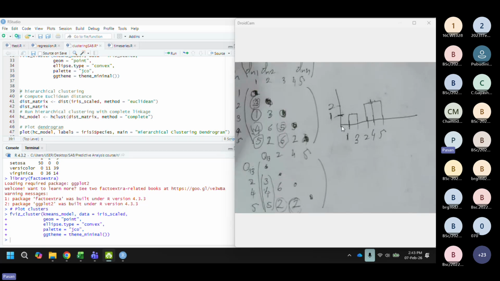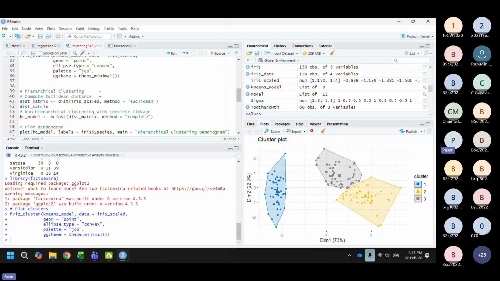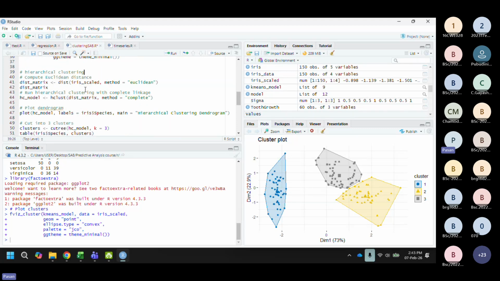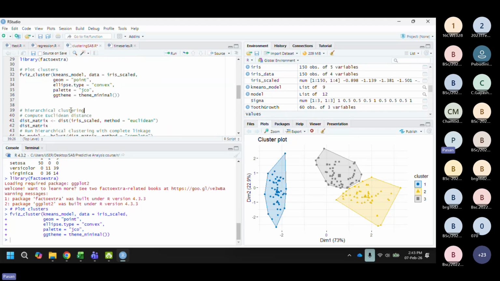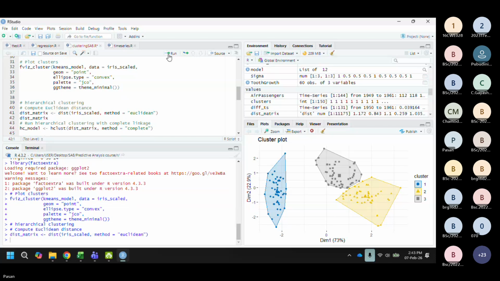That diagram is called the dendrogram. Once you look at the dendrogram, that will give you some idea about how many clusters we can have. So let's run this and see. Just in terms of the hierarchical clustering techniques, first what we do is create the distance matrix.